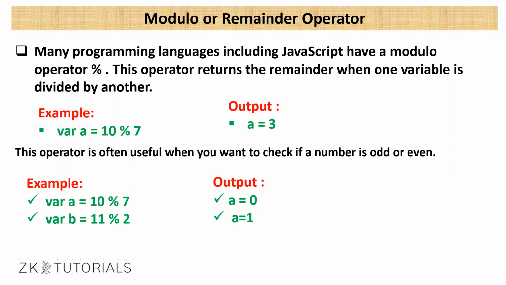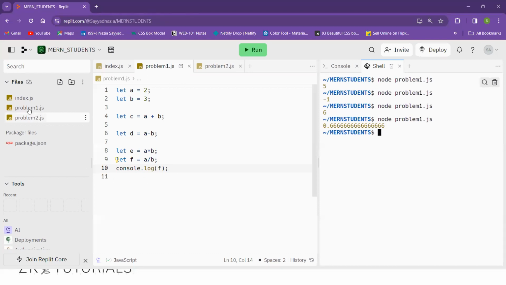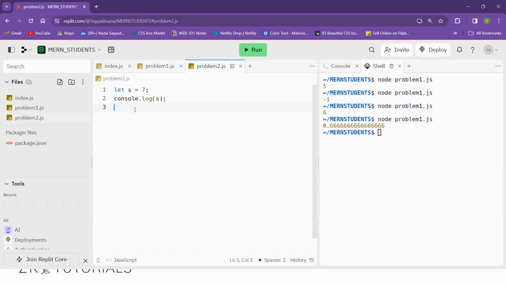Sorry, this is a wrong output basically. It is just by mistake. So let's go to problem 2 now. Here I'm taking a variable, let a equal to 10. Then I'm taking another variable b and giving the value as 7.